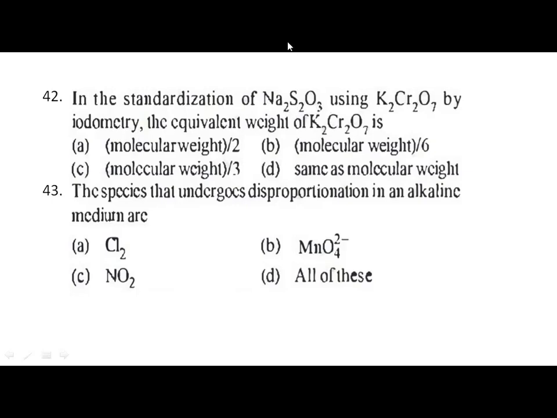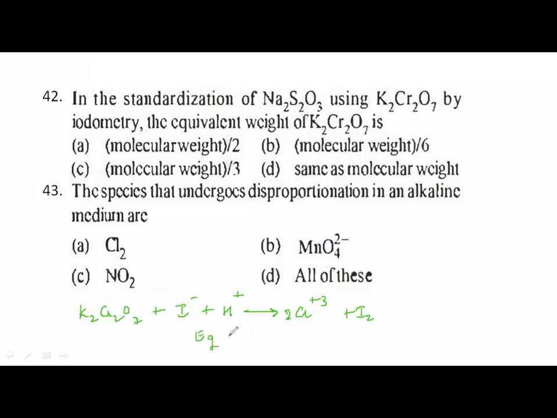If you want to represent this reaction, I will write it here. K2Cr2O7 in iodometry with I minus and H plus gives Cr plus 3 plus I2. So here, 1 mole of potassium dichromate accepts how many moles of electrons? Cr2 is there, so 2 into 3, 6 moles of electrons.